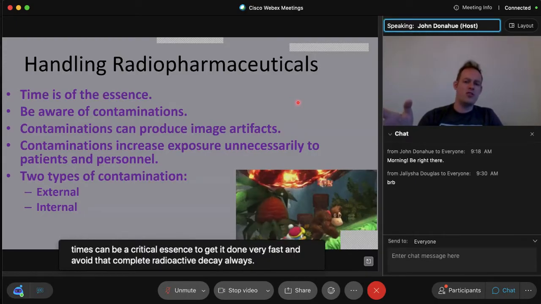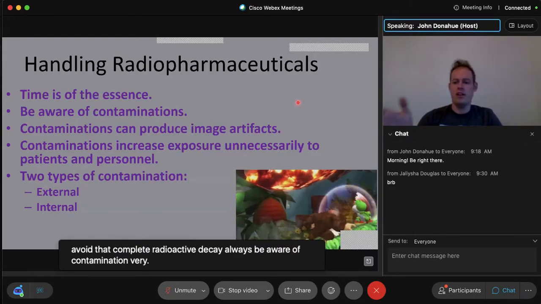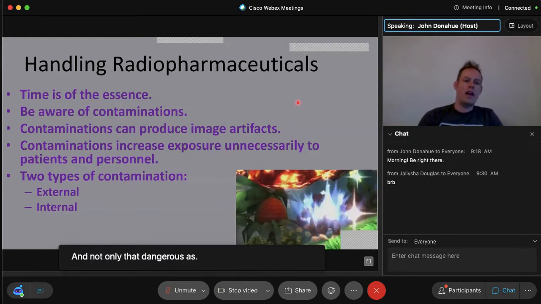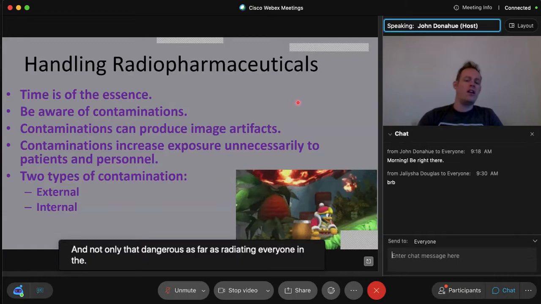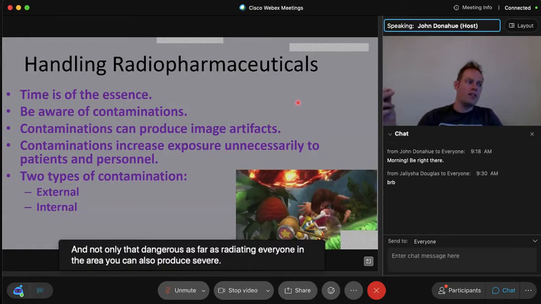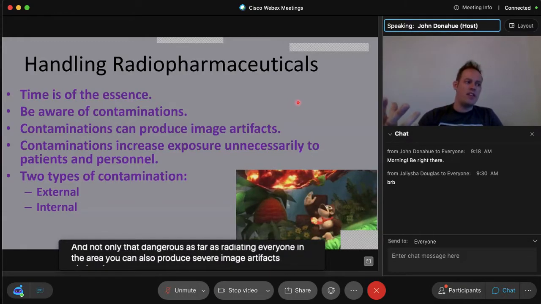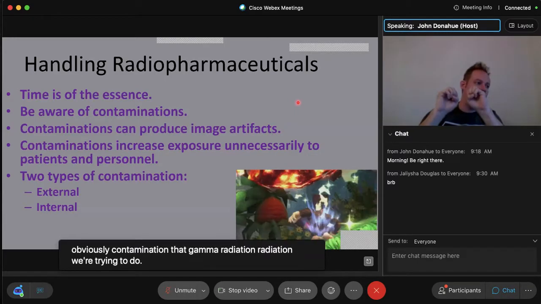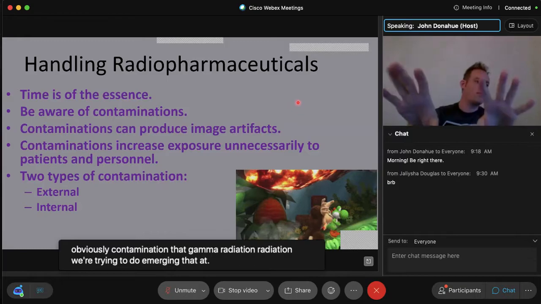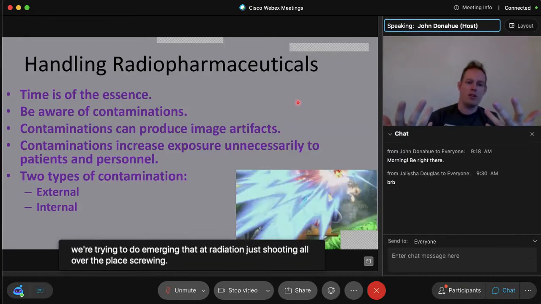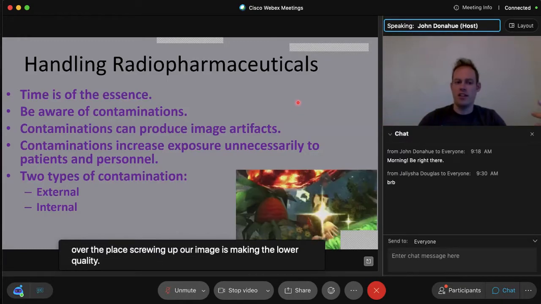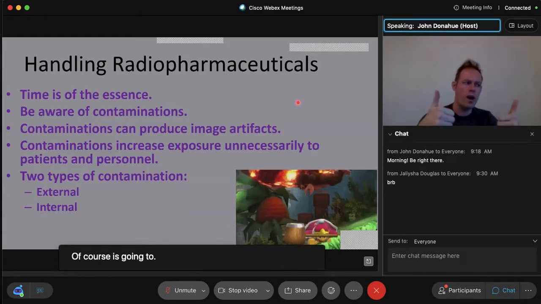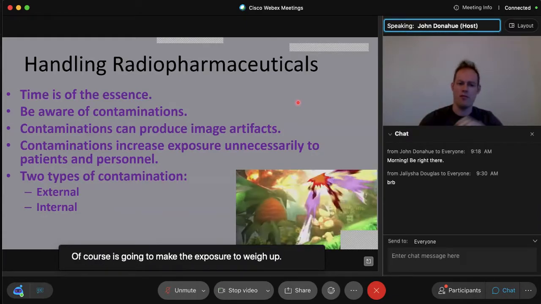Always be aware of contaminations. You have to handle them very, very carefully. Not only is it dangerous as far as irradiating everyone in the area, it can also produce severe image artifacts. Obviously, contaminations of gamma radiation would be emitting radiation. If we're trying to do imaging, that radiation is just shooting all over the place, screwing up our images, making them lower quality and making them undiagnostic. And of course, it's going to make that exposure go way up. Gamma radiation is quite powerful.